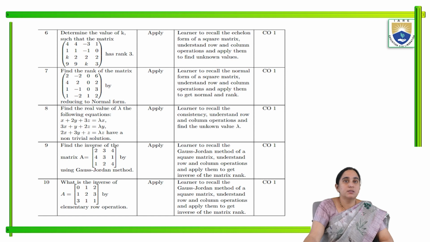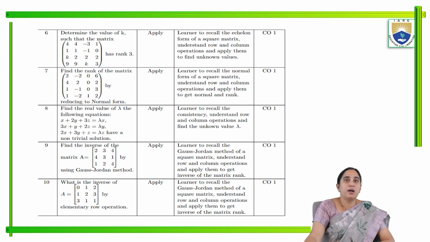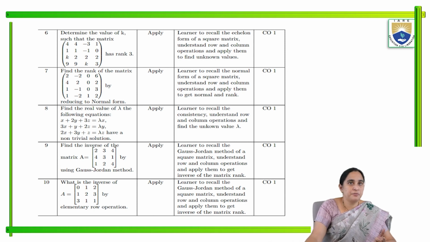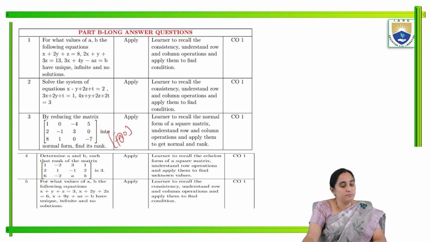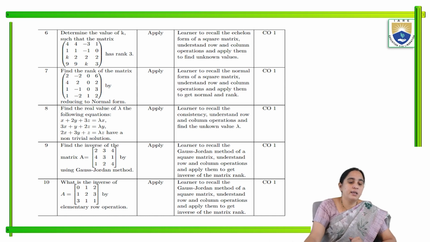Next one, the sixth question. Determine the value of K such that the matrix [4, 4, -3; 1, 1, 1; -1, 0, K; 2, 2, 2; 9, 9, K, 3] has rank 3. This is also the same as the fifth question. Observe the fifth one for finding the A and B values; same as that, here we have to find the K value.